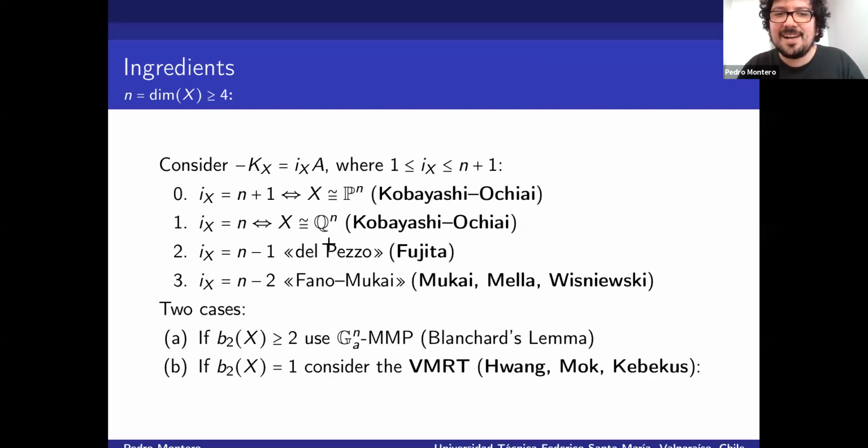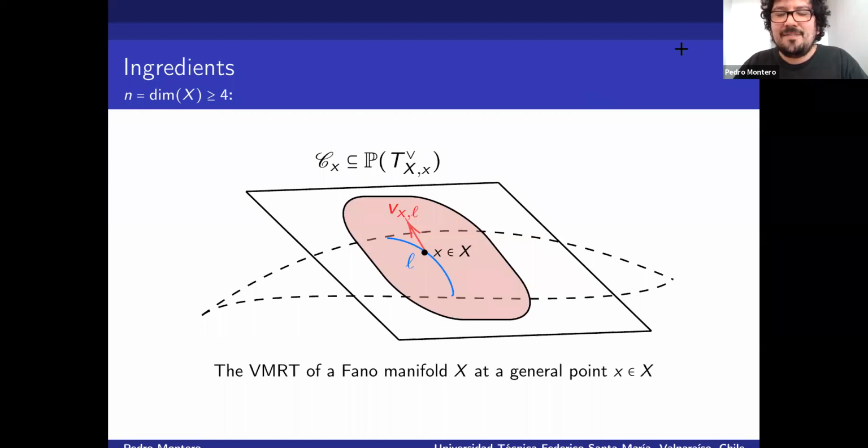And the second case, which is the minimal case, is Picard rank equals 1. And here there is a tool that you usually use for this kind of Fano manifold, which is the VMRT, studied by several authors and mainly by Hwang, Mok, Kebekus. I won't define what exactly it is, but the idea is very geometric. You have a Fano manifold of Picard rank 1. You know that this is uniruled. So for a general point, you have a lot of rational curves. Since it's a Fano manifold, you have a natural way to compute the degree of a curve by computing the intersection with the anti-canonical divisor.